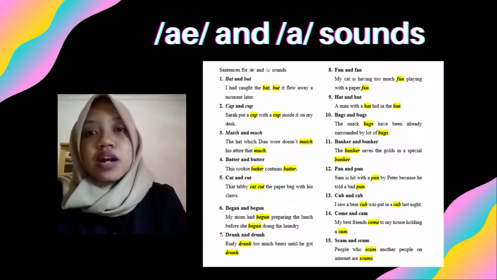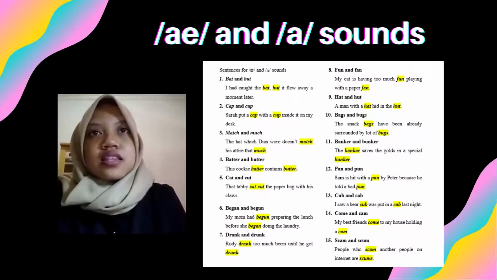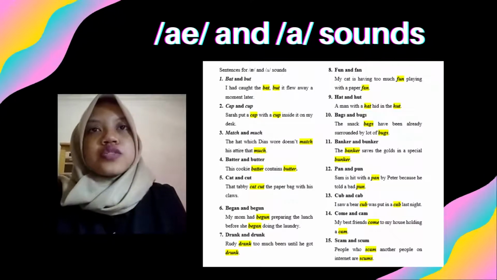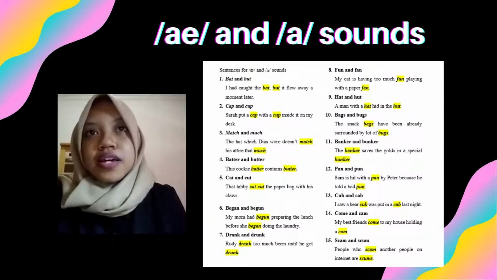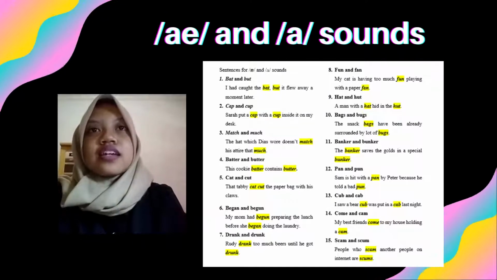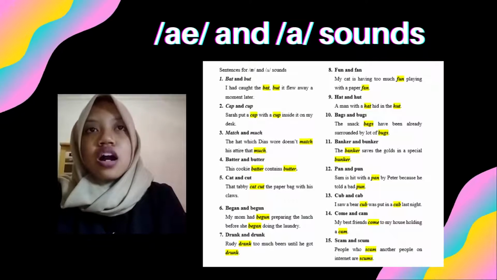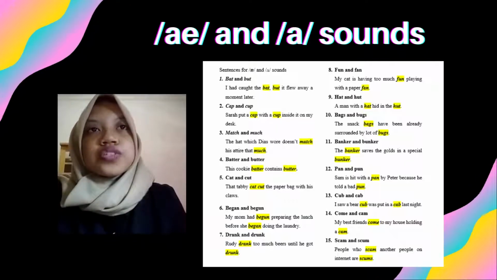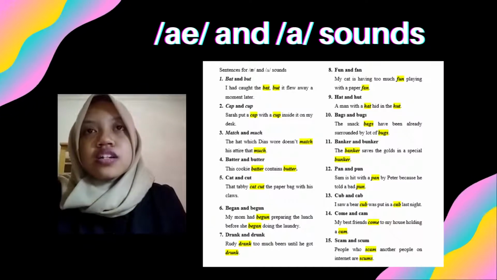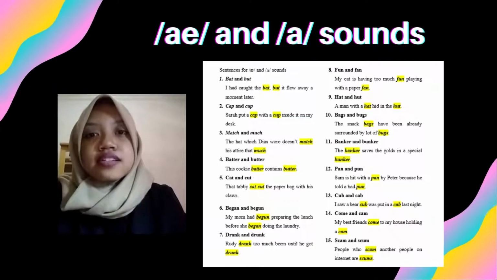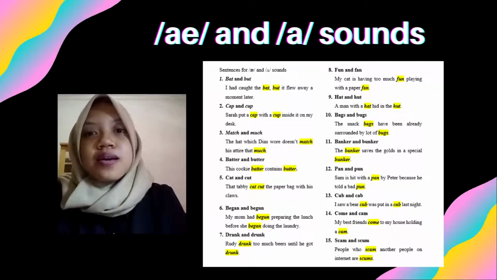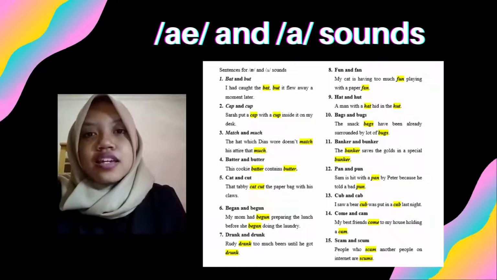And then in number 11, we have banker and bunker. The banker saves the gold in a special bunker. The banker, B-A-N-K-E-R, saves the gold in a special bunker, B-U-N-K-E-R.